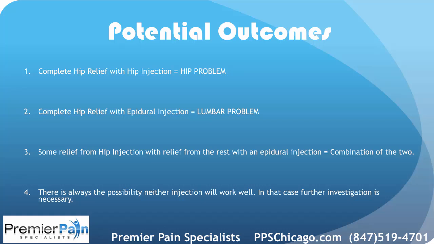If you get some relief from the hip injection with the rest of the relief from an epidural injection, that means you have both. And that's not uncommon to have both hip arthritis and spinal stenosis causing symptoms. All right? And there's always the possibility that neither injection will work very well. In that case, you have to do further investigation to figure it out.